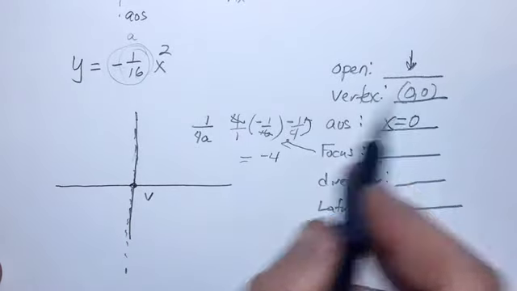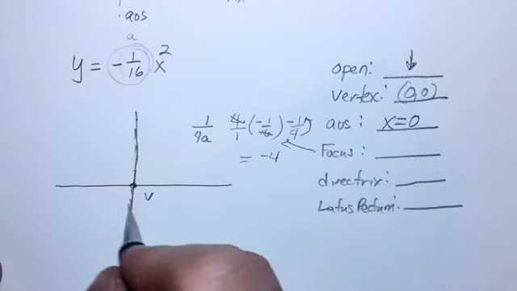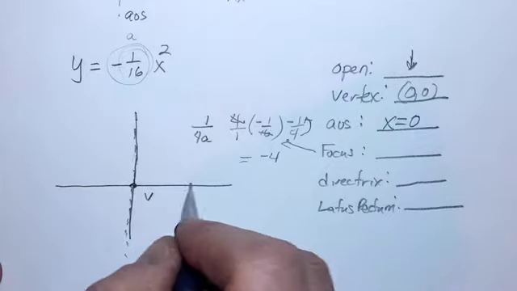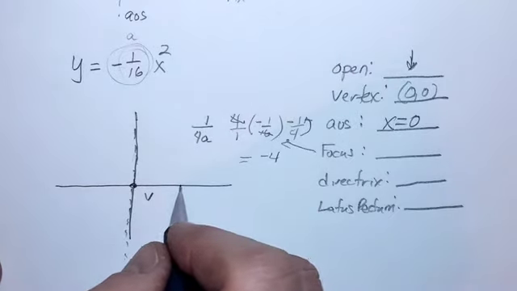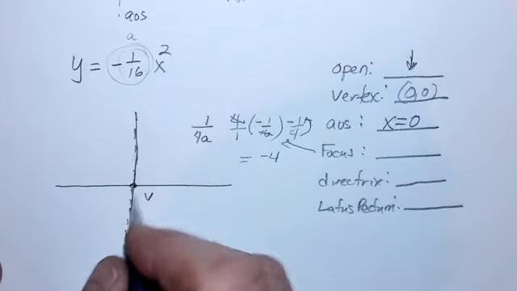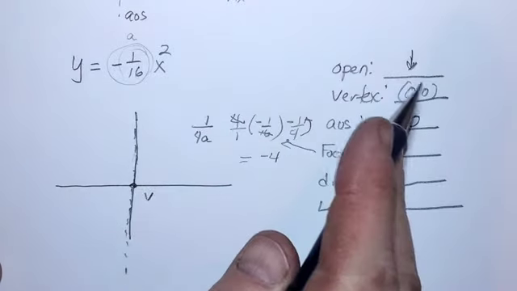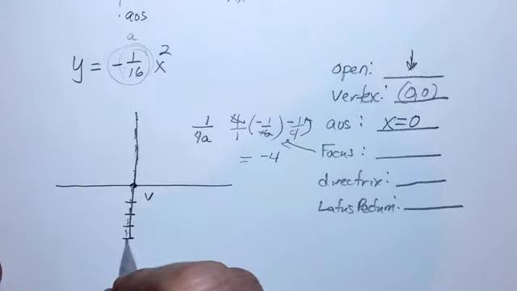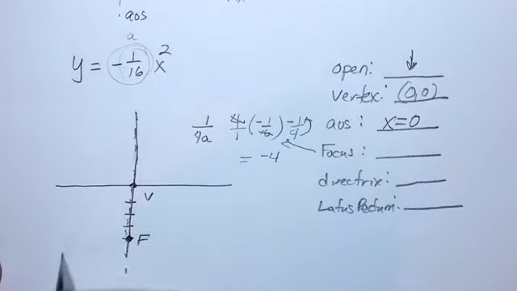So from the vertex, I'm going to go down 4 units. If this opened up, I'd go up 4 units. If it opened to the right, I'd go to the right 4 units. If it opened to the left, I'd go to the left 4 units. So because it opens down, I'm going to go down 4 units. 1, 2, 3, 4. There's where the focus point is. So I know that my parabola opens down. Focus point's always inside of the parabola. So if it ends up not that way, you're going the wrong direction.